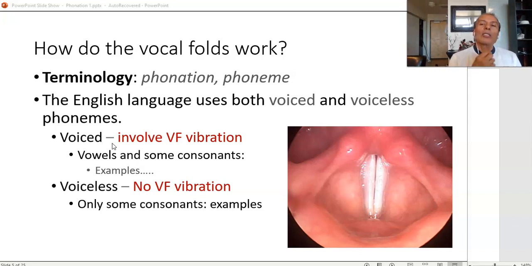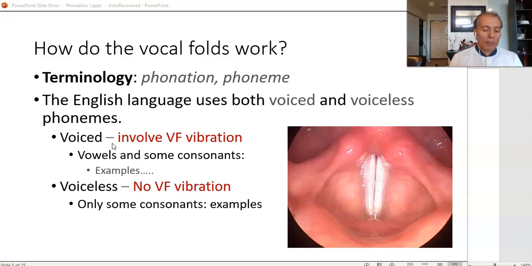However, do the same sound, but say zzz, and you can feel the vibration when you say zzz. So s is a voiceless sound, z is a voiced sound. Why do we call it voiced? Because the vocal folds are vibrating when you make that sound.